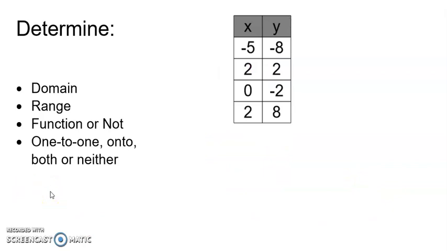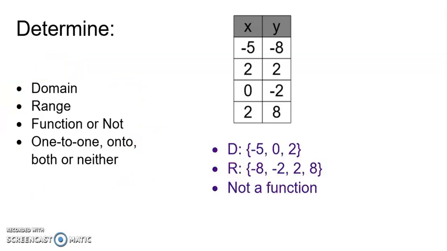So now we're going to look at one more example, this time with a table. Pause again and check how you would answer these. Okay, so our domain here includes -5, 0, and 2. Our range includes -8, -2, 2, and 8. This one has two of the same values in the domain listed with different y values. So this is an example that is not a function because our x values repeat.